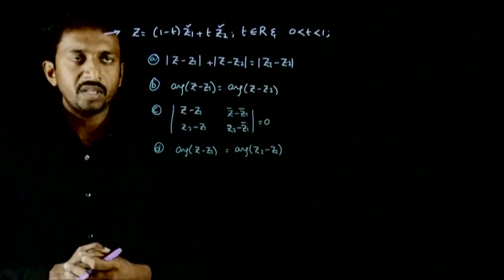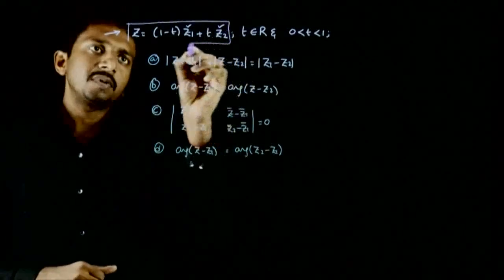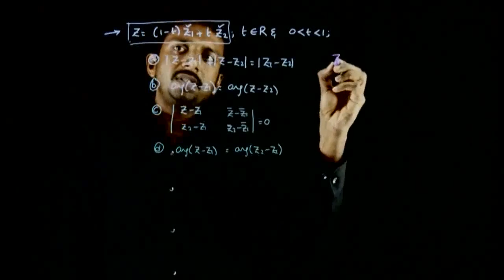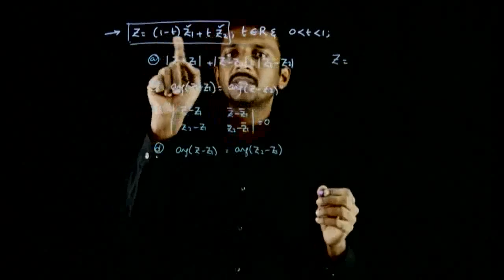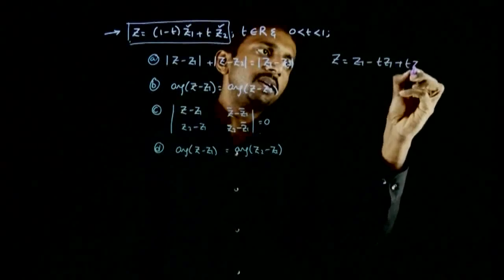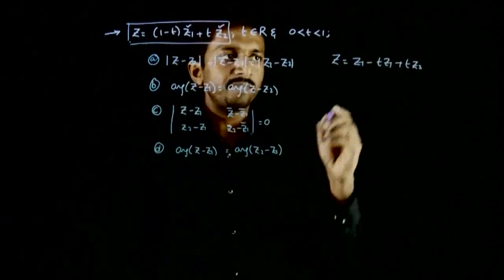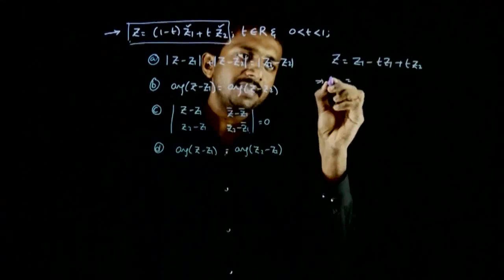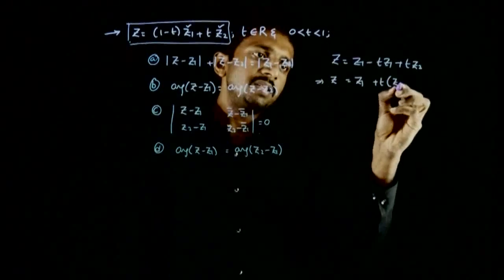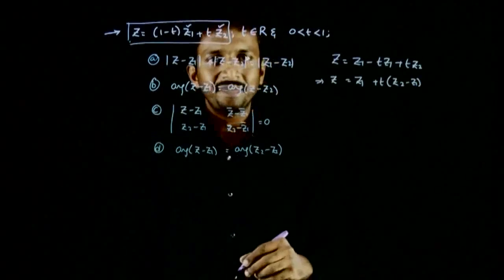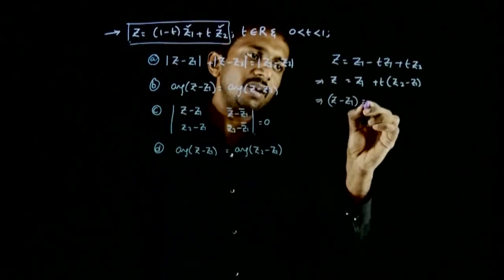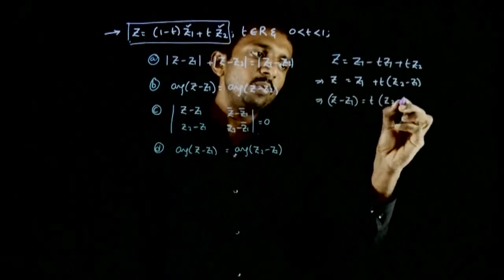So which of these options are right? That's the question. First let us try to analyze this condition. What is the meaning of this condition? z is equal to, if I expand this, z1 minus t z1 plus t z2, so that implies z is equal to z1 plus t times (z2 minus z1), and this implies z minus z1 is equal to t times (z2 minus z1).